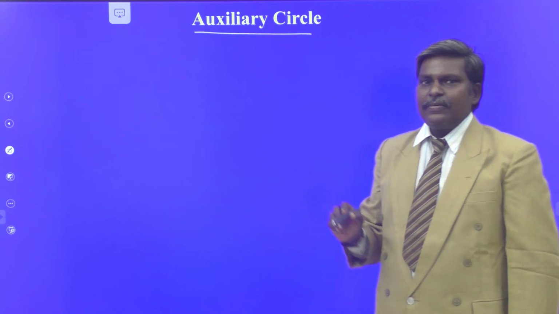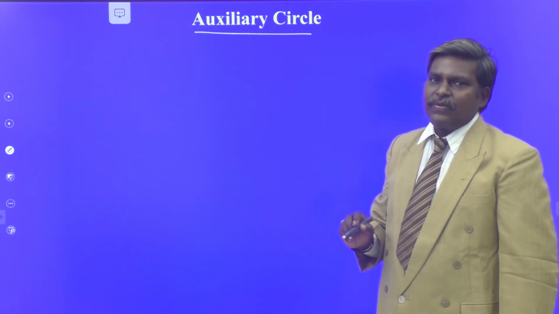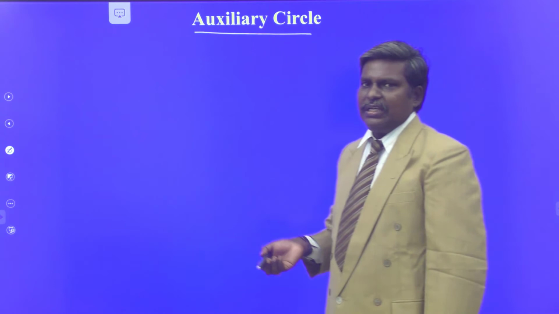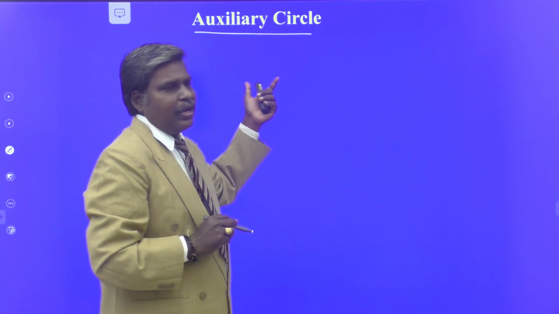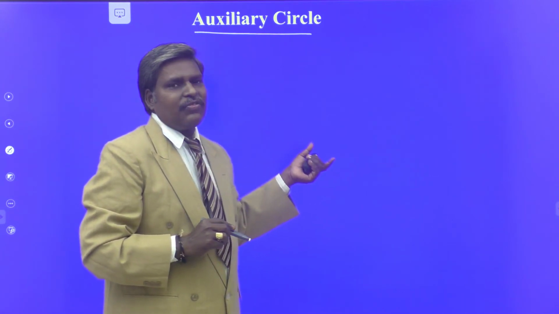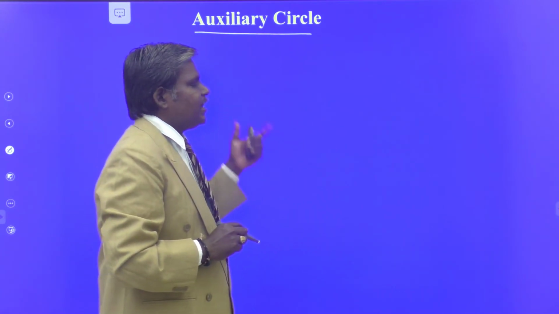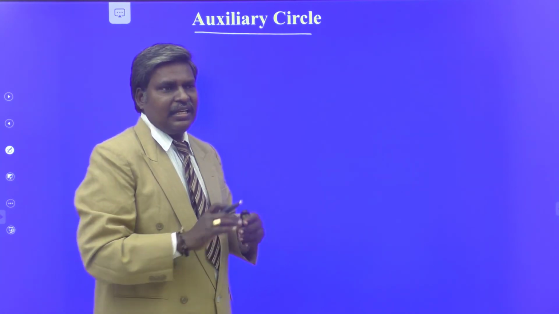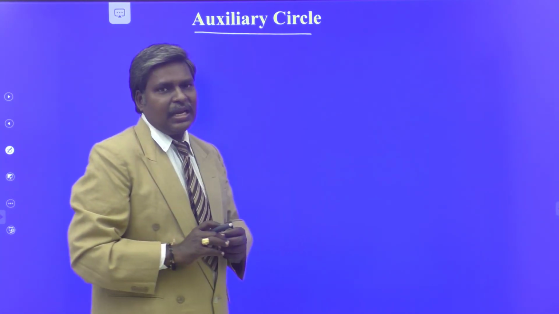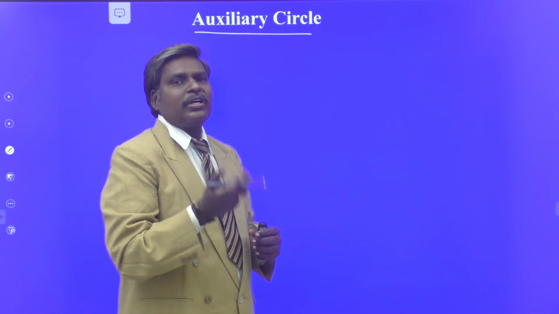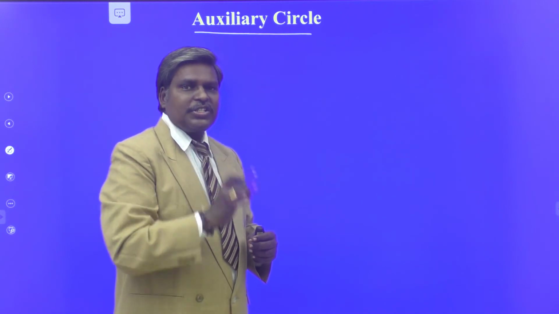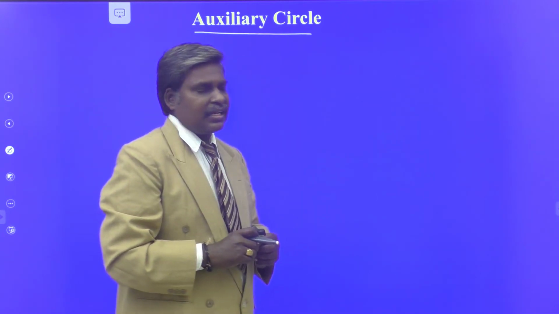The locus of the foot of perpendicular drawn from focus to any tangent of the hyperbola is the auxiliary circle. Same concept we have discussed in the ellipse chapter: the locus of foot of perpendicular drawn from focus to any tangent of the ellipse is its auxiliary circle. In the same manner we can derive here also. The locus of foot of perpendicular drawn from where to where? Focus to tangent. Then that foot must lie on your auxiliary circle.